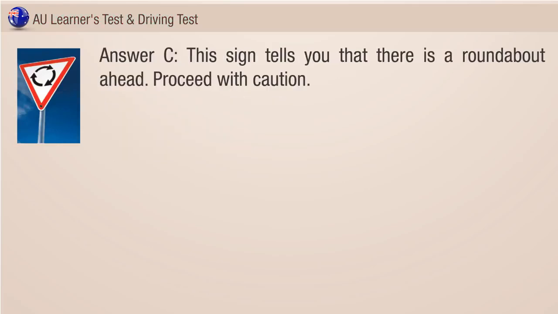Answer C. This sign tells you that there is a roundabout ahead. Proceed with caution.